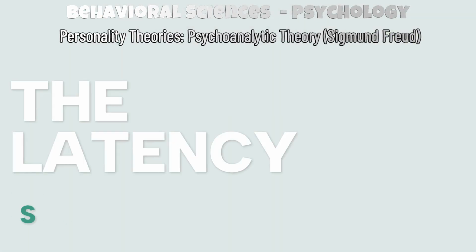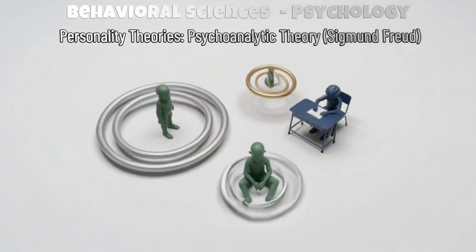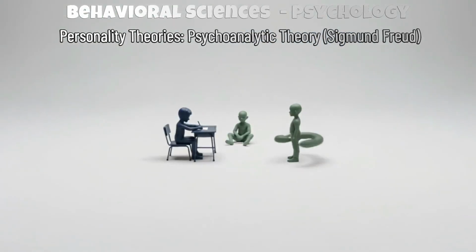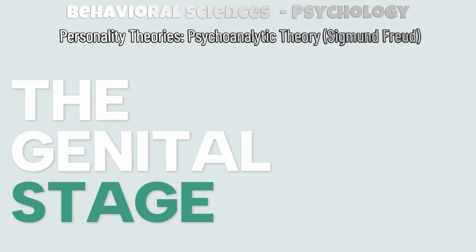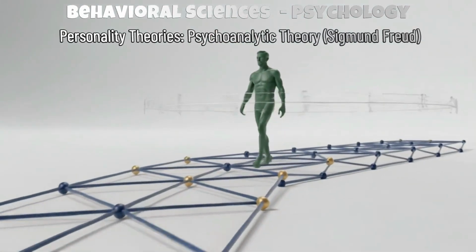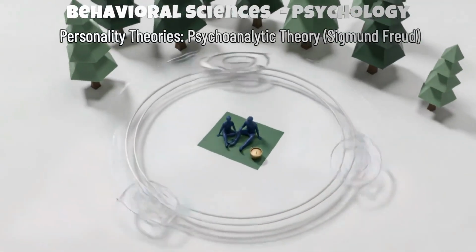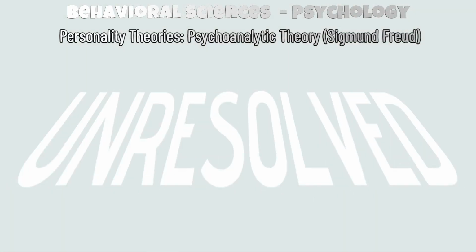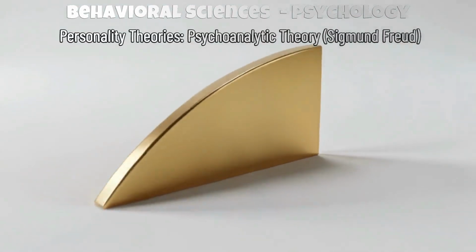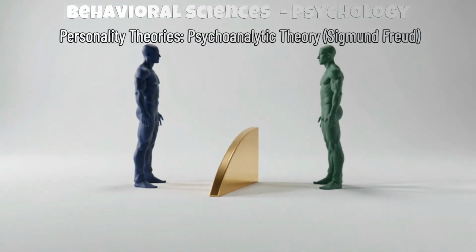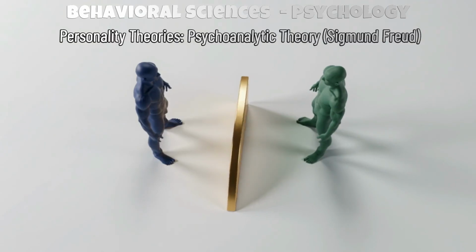Fourth is the latency stage, where sexual energy is relatively dormant and focus shifts to learning and social development. Finally, the genital stage, which begins in puberty and continues into adulthood, focusing on mature relationships. Freud believed that unresolved conflicts in any of these stages could lead to fixation, which may influence adult personality.